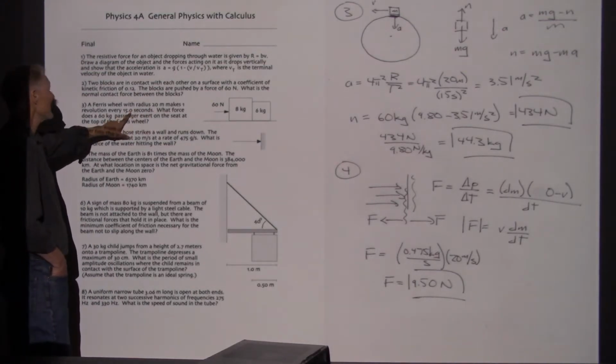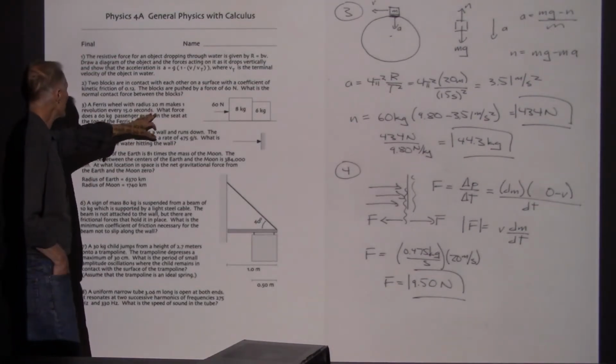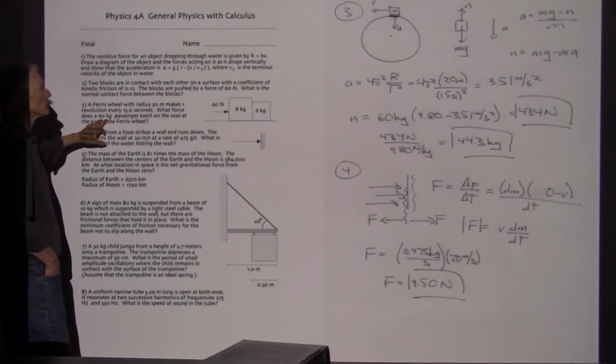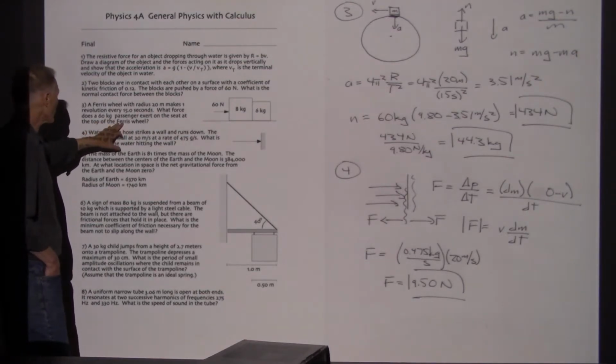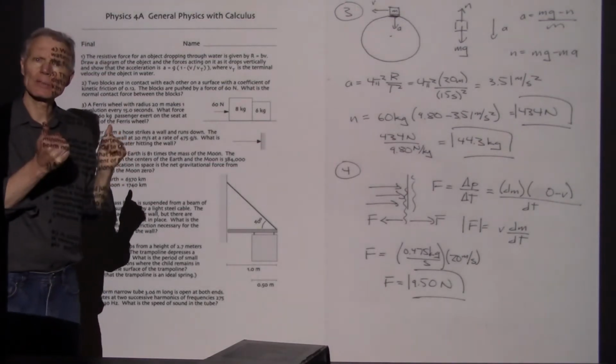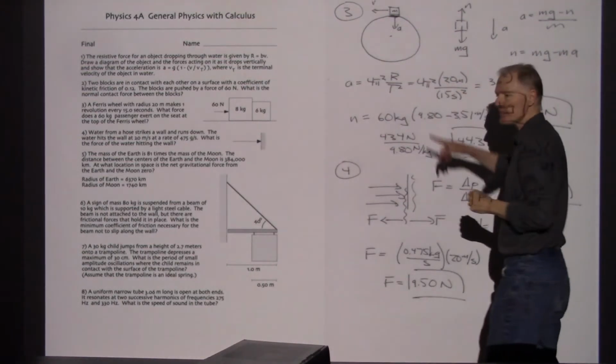Now, it's making a revolution every 15 seconds. So it's moving around at a pretty good speed. And it says we've got a passenger on one of the seats, a 60 kilogram passenger. What force will the passenger exert on the seat at that point? So here's the Ferris wheel diagram.